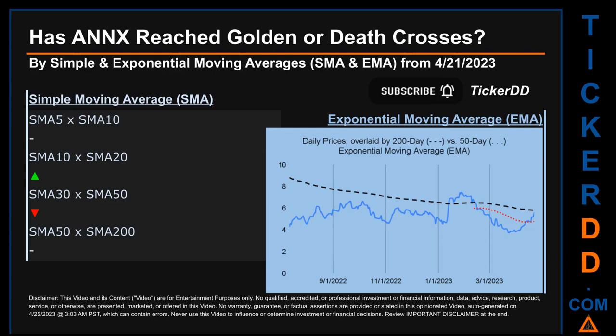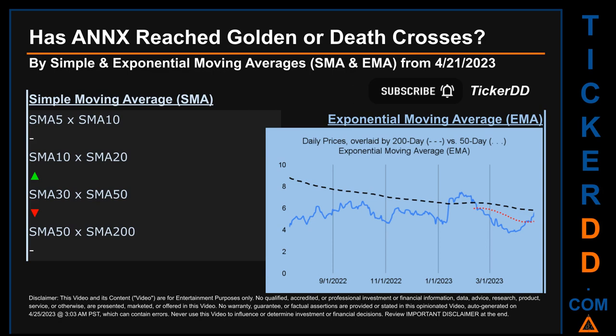Has ANNX price reached golden or death crosses? Golden Cross and Death Cross are basic signals that compare average prices across two specified trade day ranges, a short-term versus a long-term range. For example, 5-day versus 10 trade days. Essentially, a Golden Cross is a bullish signal. It appears when a ticker's short-term moving average crosses above its long-term average. Vice versa, a Death Cross is a bearish signal when the short-term crosses below its long-term moving average.